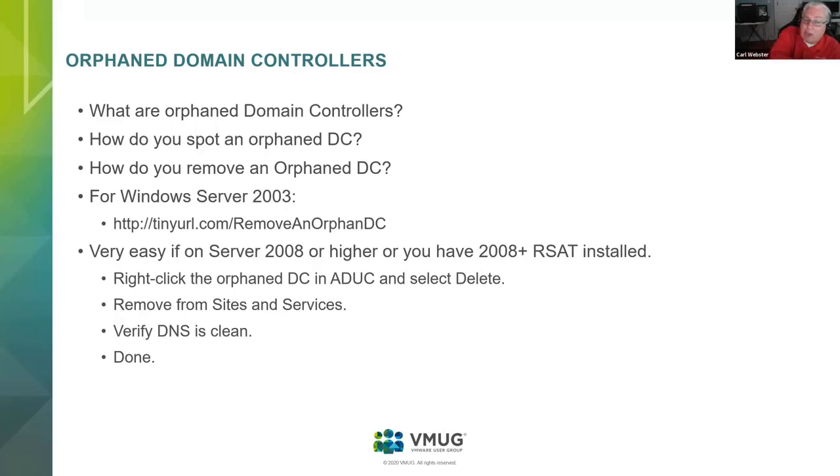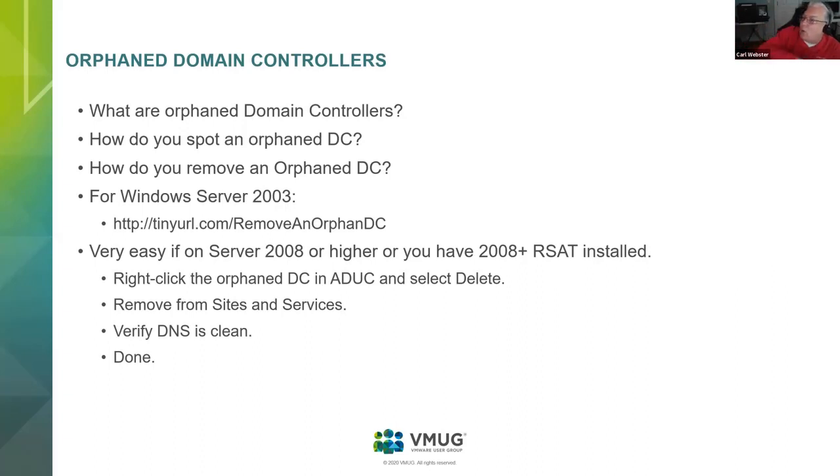Now, you still have to manually delete it from sites and services. Even if you properly demote a domain controller, it's still sitting in sites and services. Even if you properly demote a domain controller, 5% of the SRV records still exist in DNS. You have to go through and manually clean them, and I have found that to be 100% true. It does not always clean out all the SRV records, and it never cleans out the name server tab.